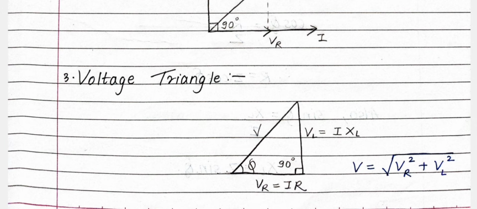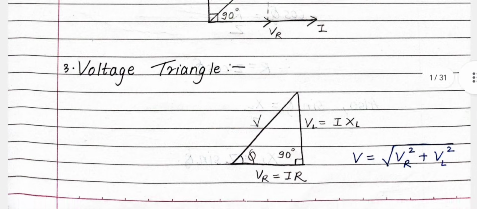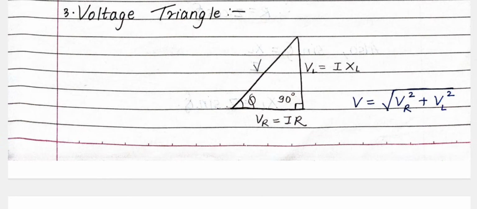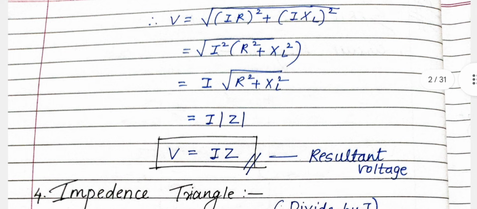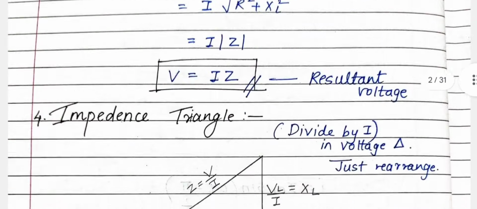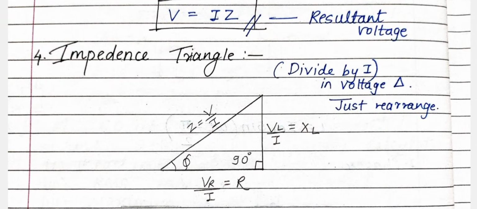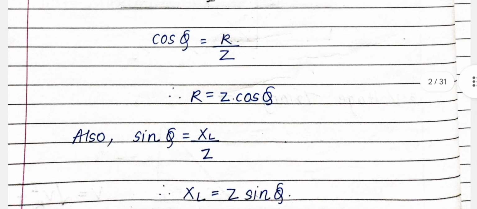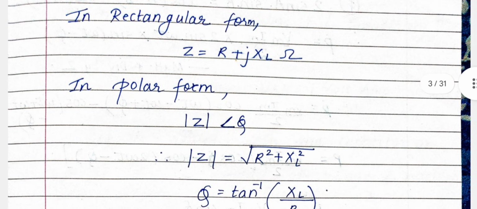Mention 90-degree and your phase angle. Then with the help of Pythagoras theorem, you can write V is equal to under root of VR square plus VL square. By putting all the values, at last you will get V is equal to IZ, that is the resultant voltage. And in the impedance triangle, you just have to carry forward the diagram of the voltage triangle, but you have to write the formula in the form of divided by I. Okay, simple. You have to divide that formula by I and write it here. Then you have to write about the cos phi and sin phi components of it, and from that you can make out the equation for R, which is equal to Z cos phi, and XL, which is equal to Z sin phi. And then you can write the rectangular and polar form for it.